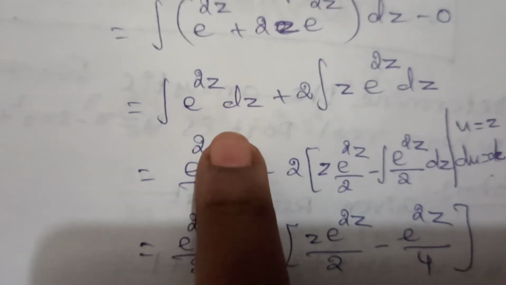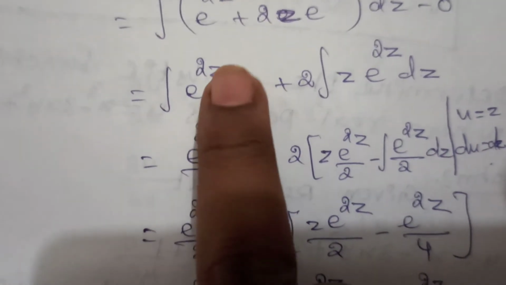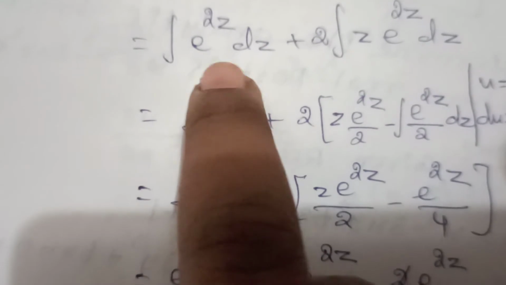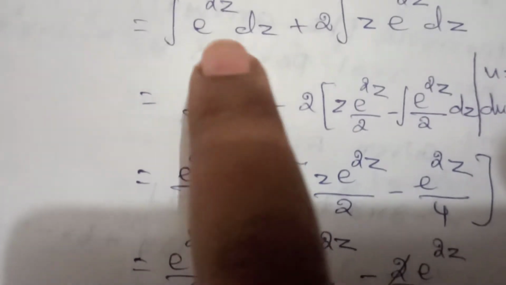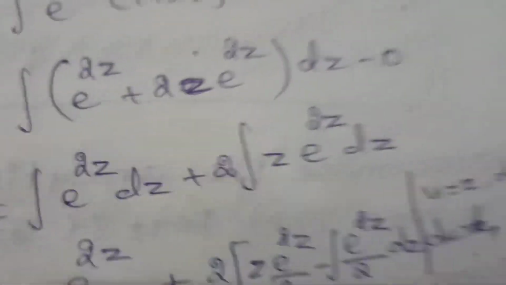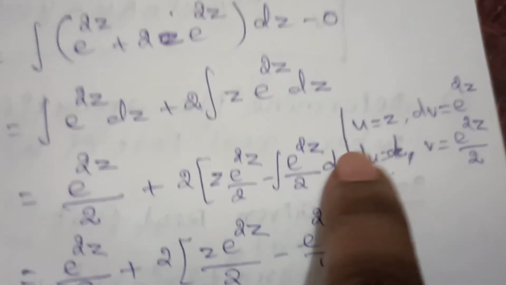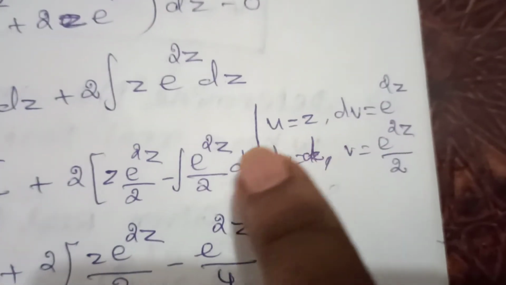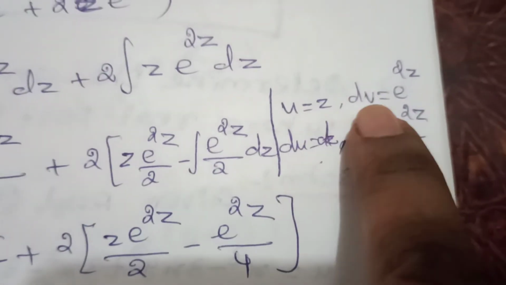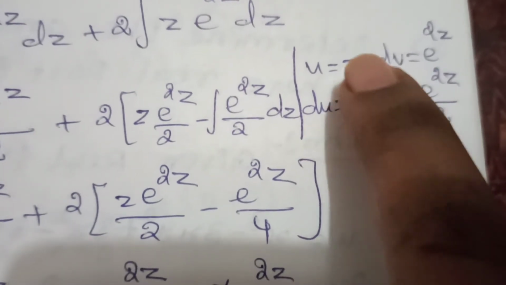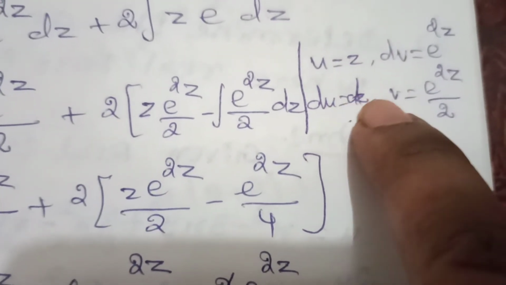If we take the first term, integration with respect to z of e^(2z) is e^(2z) divided by 2, since we divide by the differentiation of the power 2z, that is 2. Plus 2 into the other two-function term, by using the integration by parts formula. Now consider u equal to z and dv equal to e^(2z) dz. Differentiating the u value, du is equal to the differentiation of z, which is 1, into dz.